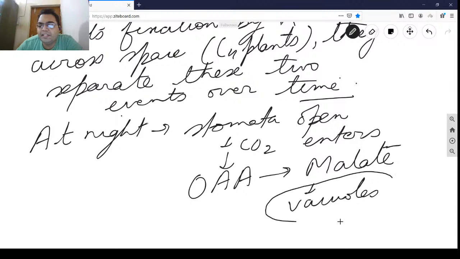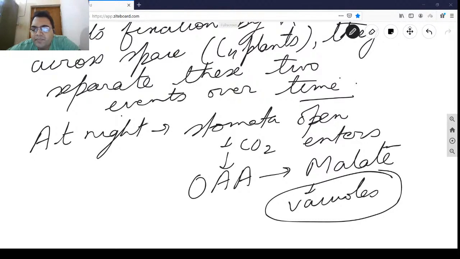And why is it stored in the vacuoles? Because malate is malic acid. If it is not stored in the vacuoles, it will increase the acidity of the cytosol. Therefore, in order to protect the cytosolic and plastid enzymes from the low pH produced by malic acid dissociation, it is stored in the vacuoles. That is the reason.